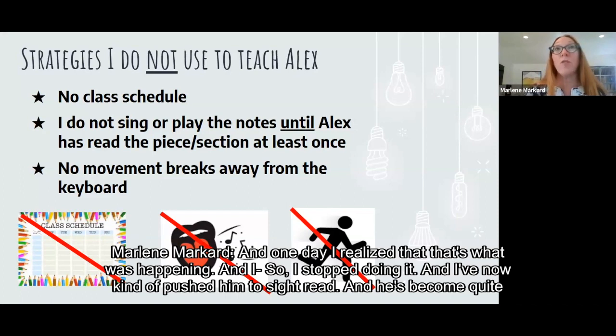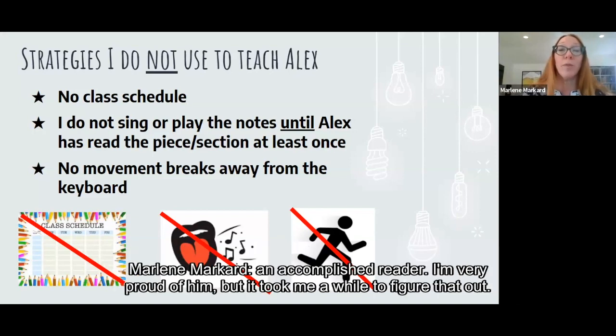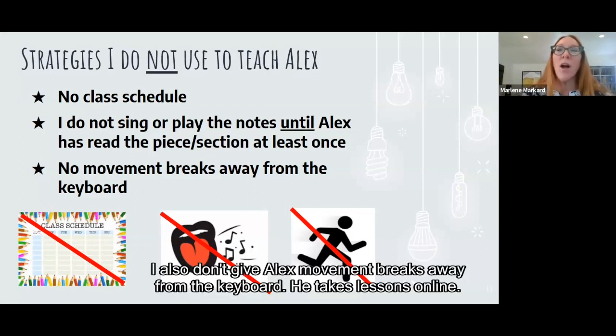And I've now kind of pushed him to sight read, and he's become quite an accomplished reader. I'm very proud of him. But it took me a while to figure that out. I also don't give Alex movement breaks away from the keyboard.